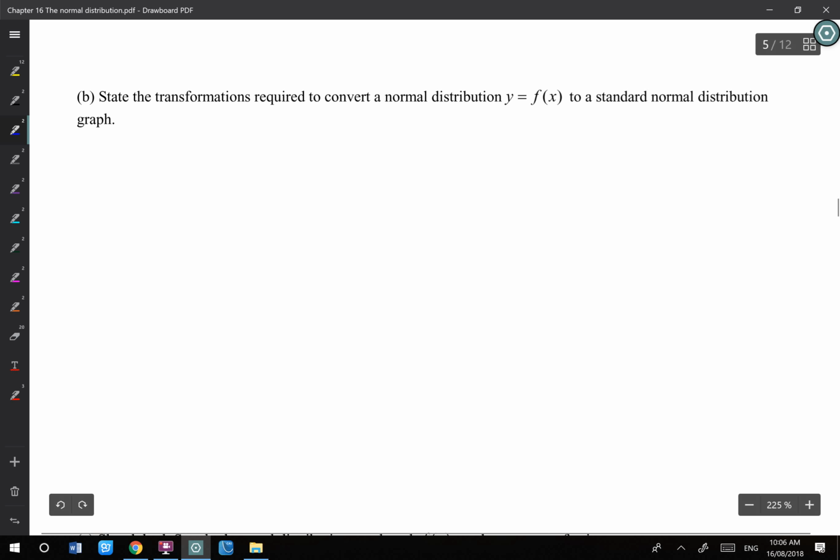Okay, well, let's not look at A yet. Just think about that. State the transformation required to convert a normal distribution y equals f(x) to a standard normal distribution graph. It's exactly the same type of question compared to the first one. So what I want to do is convert this kind of graph back to a standard normal distribution with mean 0 and standard deviation 1. Now I want to move this back to this.